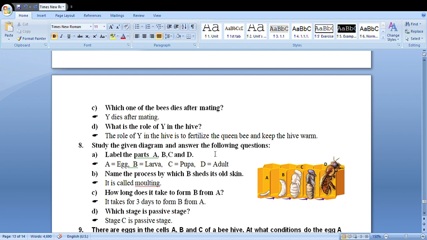Study the given diagram and answer the following. So you can see here A, B, C, D. Egg, larva, pupa and adult. So label ABCD. Obviously A is egg, B is larva, C is pupa and D is adult.